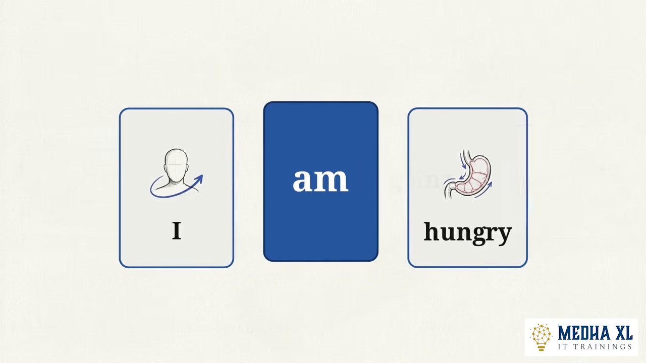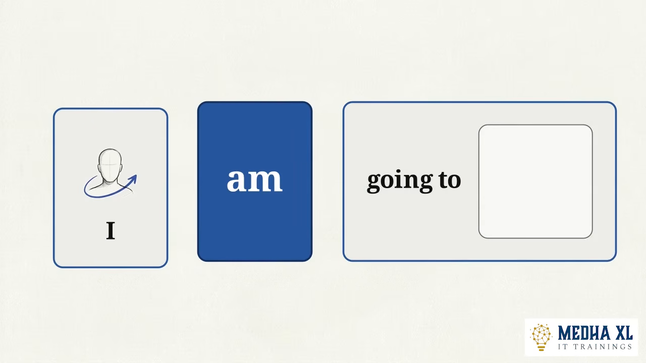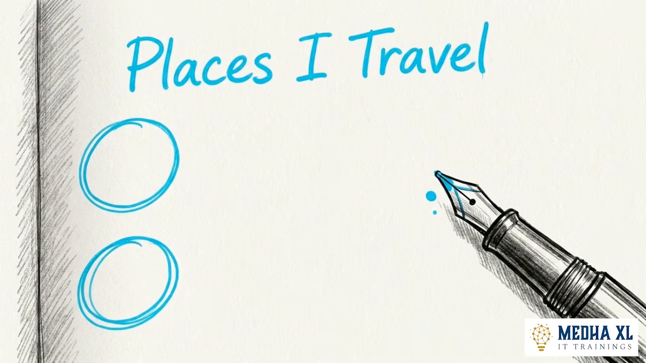We can expand this formula to describe physical movement toward a specific destination. If you are leaving for class, the destination slot becomes college. I am going to college. If you are heading to work, swap the destination. I am going to the office. Write down 2 places you travel to every week using this exact formula.